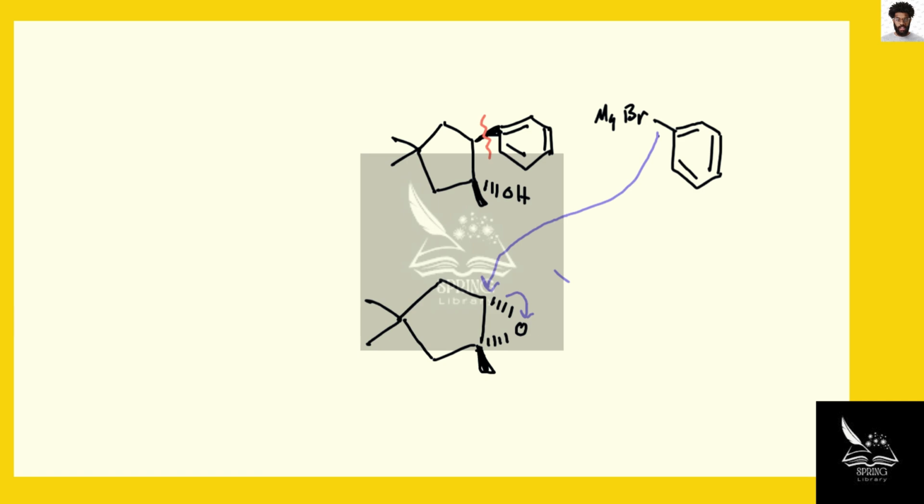So yeah, make sure you flip the wedges to dashes in your drawing of your epoxide, and then your organometallic reagent is, you don't want to have the whole rest of the molecule like you have.